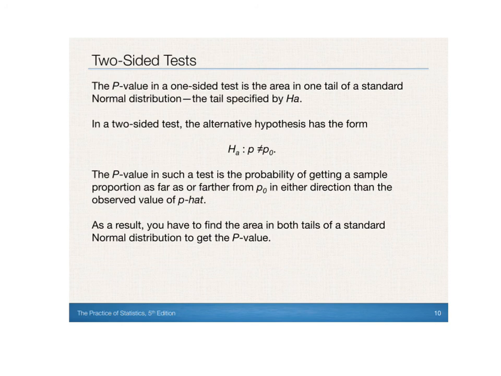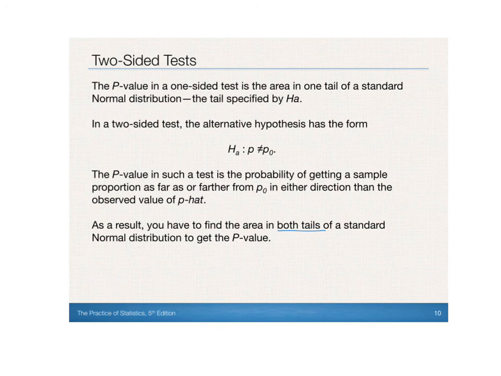What you have to do is find the area of both tails. When we find a p-value by hand, we are only finding the area under one of the tails, so we have to account for this in any two-sided test. How you account for that is by finding a single-sided test and then doubling that value.